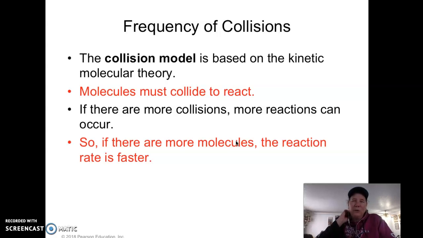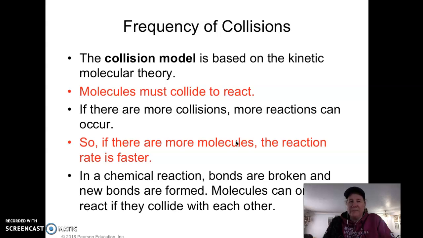So again, if you want to increase the frequency, add more reactant, because now you have more molecules to bang into each other. Really, what happens in a chemical reaction is bonds are broken and new bonds are formed. So the more they collide with each other, the more this is going to happen. Okay, the more they collide, the more they react. So if you increase the amount of reactants, then that's going to happen.